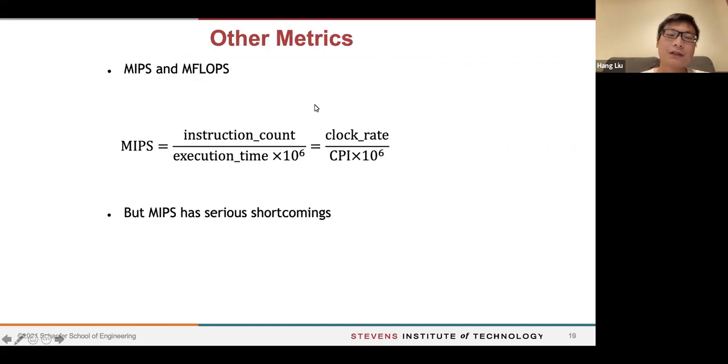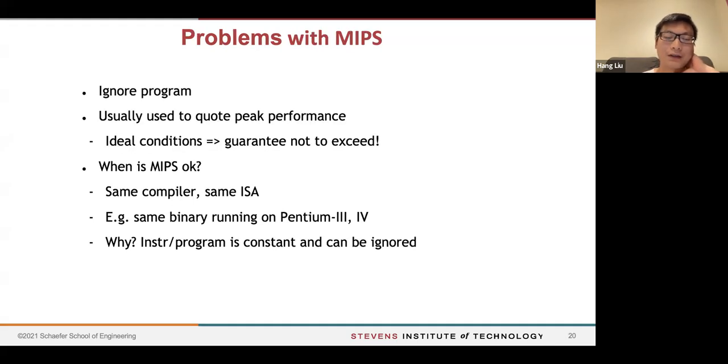So the other metrics are MIPS, million instructions per second, or MFLOPS, million floating point operations per second. MIPS equals the instruction count divided by execution time, multiplied by 10 to the 6, because it's a million instructions per second, right? So it equals clock rate divided by CPI, okay? Well, we want to also be clear that MIPS has serious shortcomings. Why? It ignores the program.